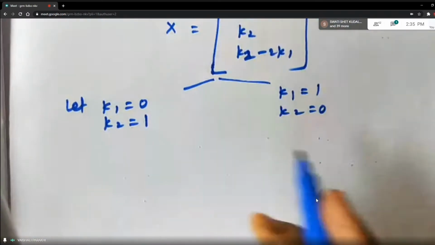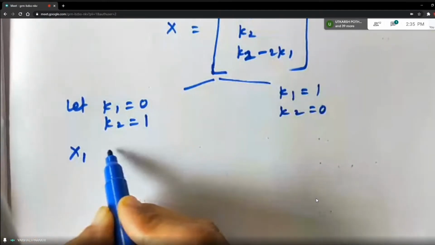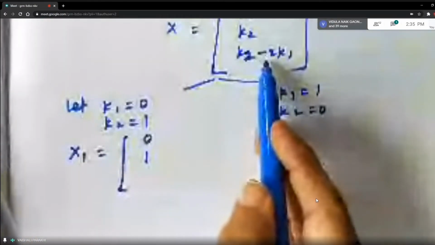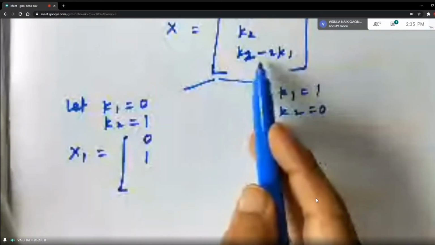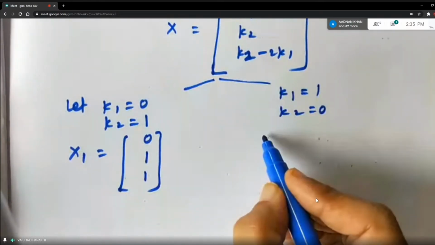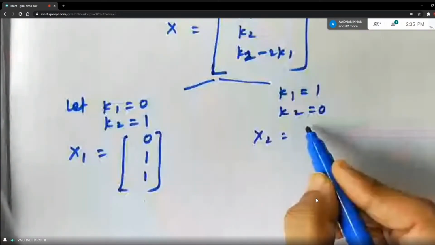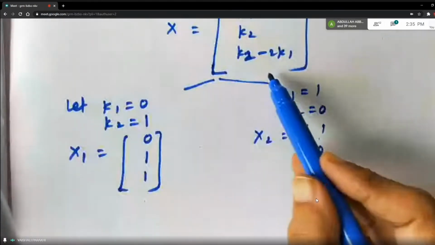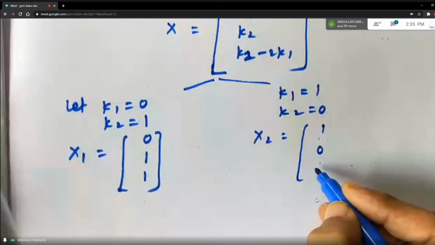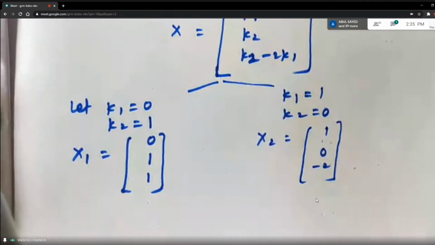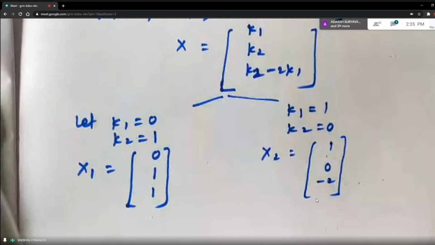Okay. So now these values will give me x1, that is the first eigenvector. 0, 1, k2 minus 2k1, right? It is 1 minus 0, that will be 1. Similarly, what I'll get in place of this? 1, 0, and 0 minus 2. So it will be minus 2, right? So this is my second eigenvector. Anybody having any doubt?